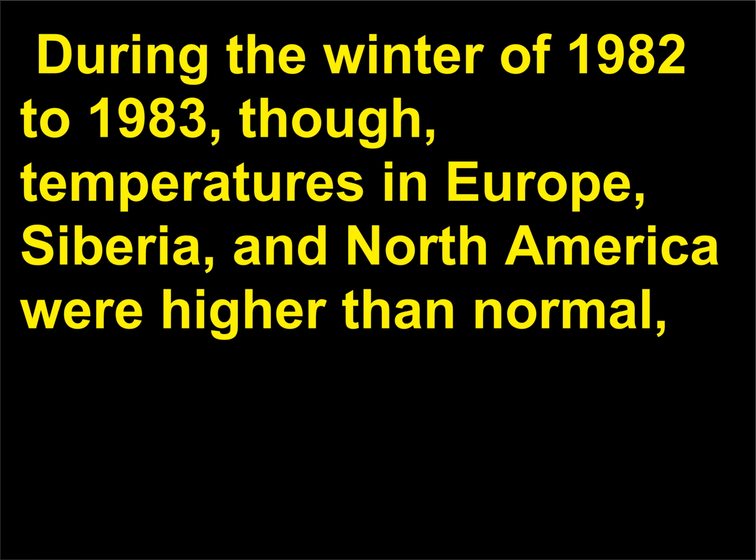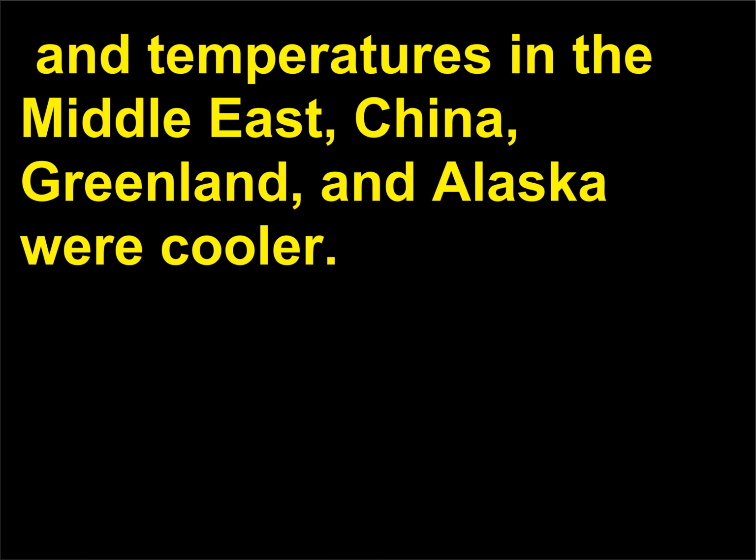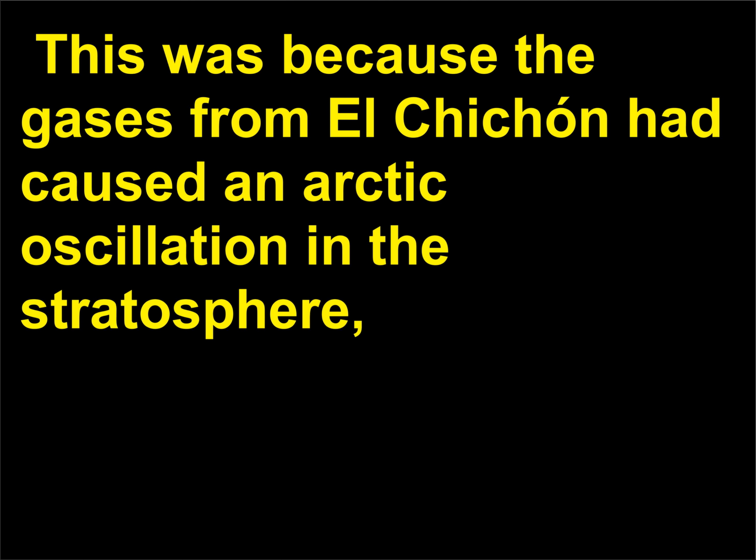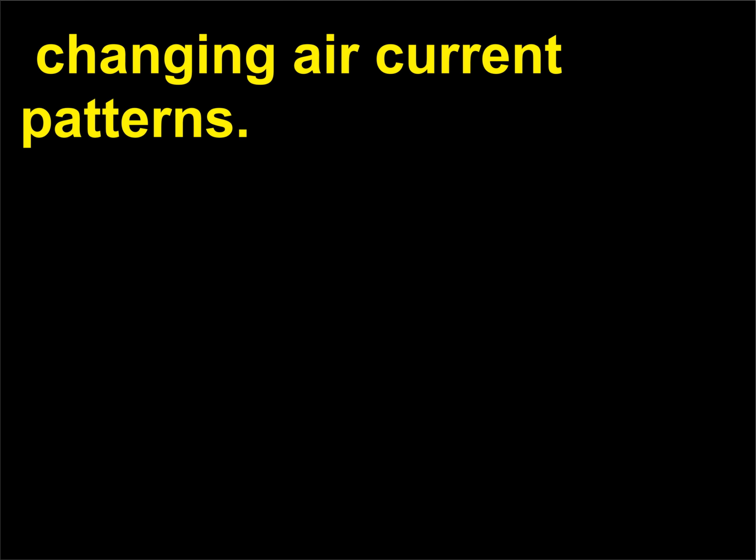During the winter of 1982 to 1983, though, temperatures in Europe, Siberia, and North America were higher than normal. And temperatures in the Middle East, China, Greenland, and Alaska were cooler. This was because the gases from El Chichon had caused an Arctic oscillation in the stratosphere, changing air current patterns.